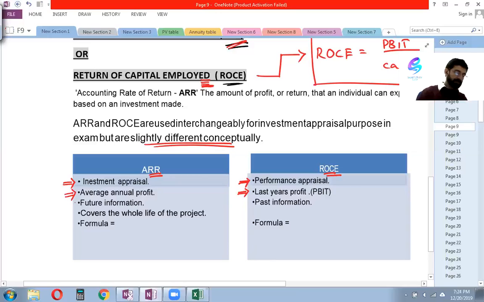When it comes to the future, of course your investment will not be just for 1 year. It can be, let's say, more than 1 year, let's say 5 or 6 or 7 years. So what do you do then? Well, you calculate the same profit, but the average profit for 7 years. So the average profit for 7 years before interest and tax. Return on capital employed is giving you past information. ARR, or the accounting rate of return, is giving you the future information. The formula for return on capital employed, as we have mentioned above, is PBIT divided by capital employed.